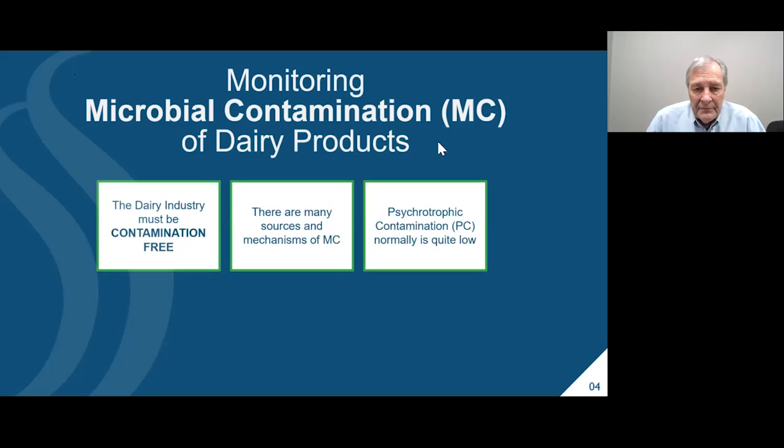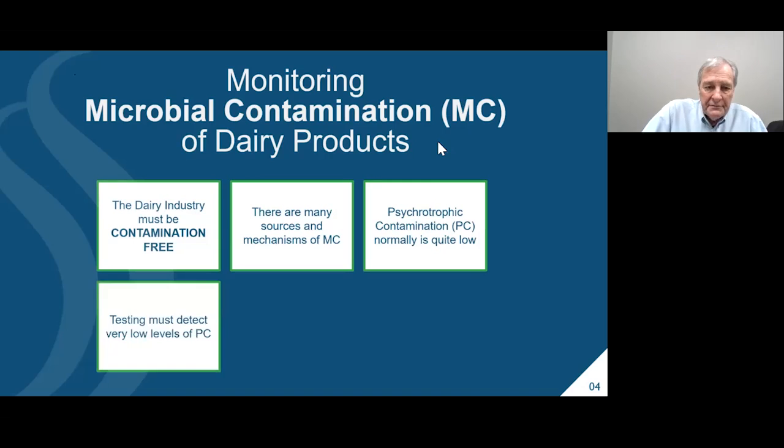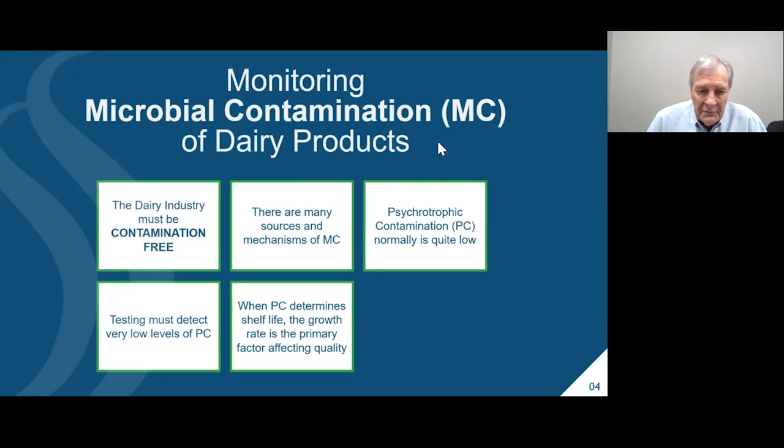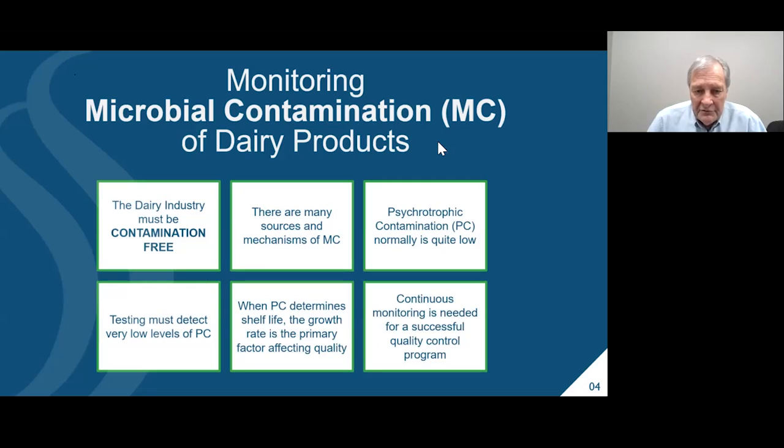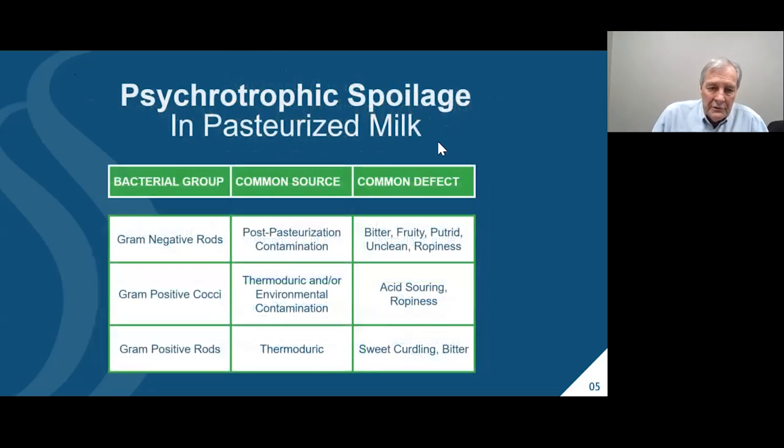Psychrotrophic bacteria are the primary problem with premature spoilage of dairy products. Psychrotrophic bacteria means bacteria that can grow at refrigeration temperatures. Testing must be designed to detect these very low levels of contamination. Psychrotrophic contamination is the determining effect on shelf life. It's the growth rate of the contaminant that is the main factor. Continuous monitoring is needed to have a complete quality control program.